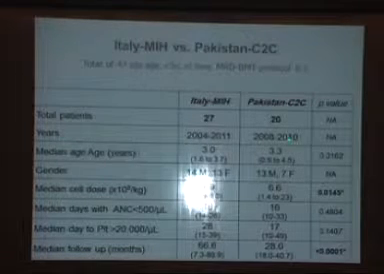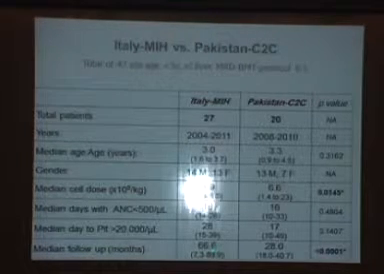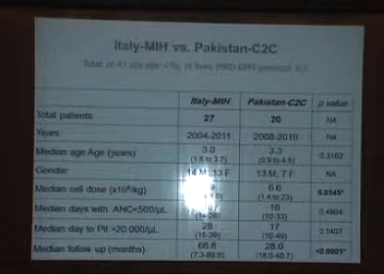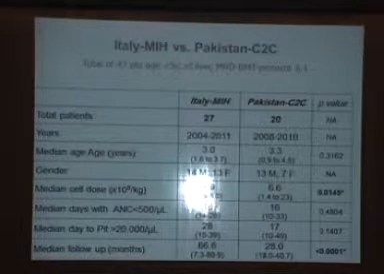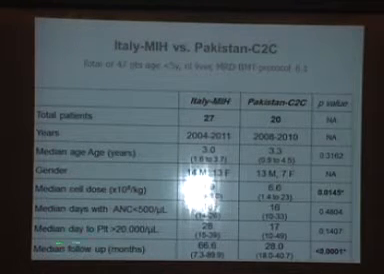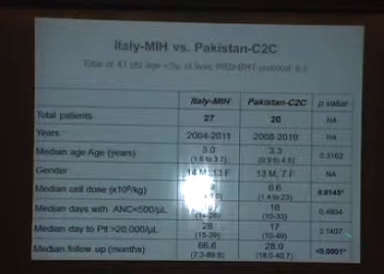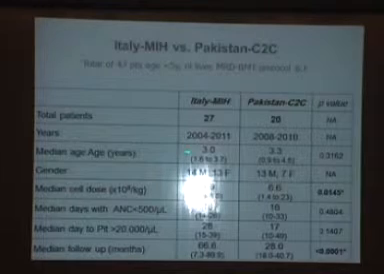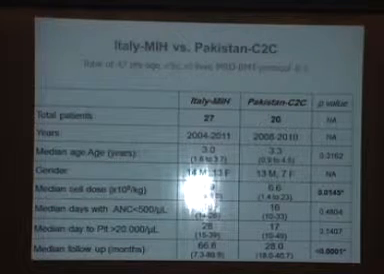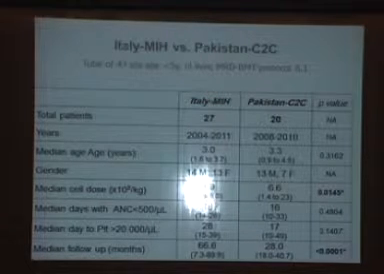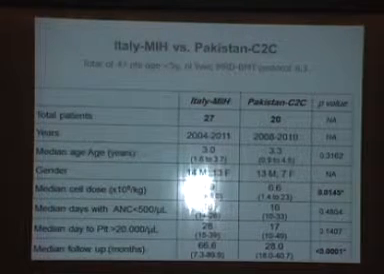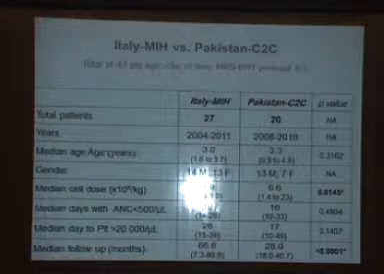So essentially the patients were matched for gender and age. The only major difference was median follow-up. The reason is that it took much longer, as you can imagine, to recruit young children with a matched sibling in Italy than in Pakistan, where thalassemia is much more frequent.